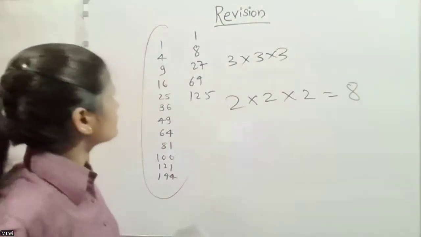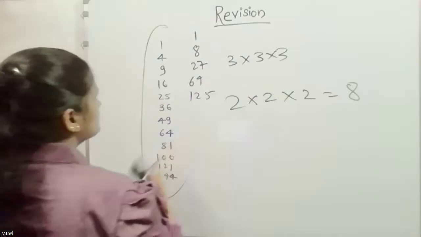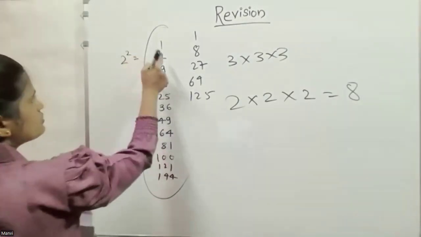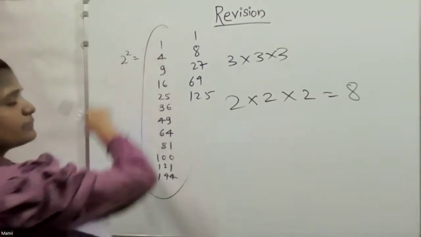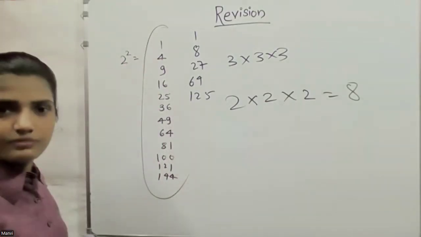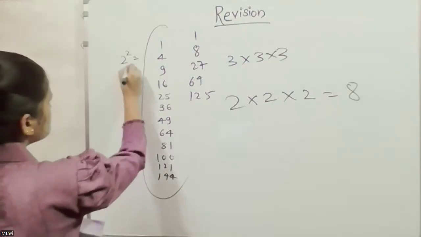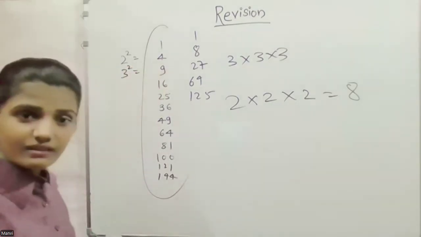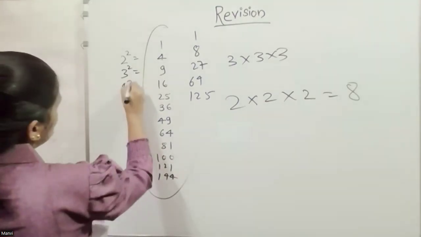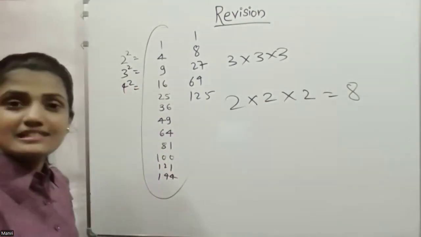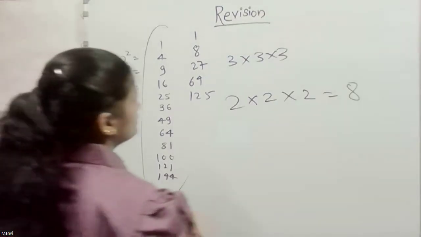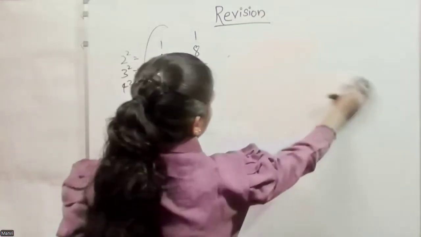So what is the square root? It's the opposite of this. As we know that 2 squared equals 4, the square root of 4 will be 2. Yes. 3 squared equals 9, so the square root of 9 is 3. 4 squared equals 16, so the square root of 16 is 4.